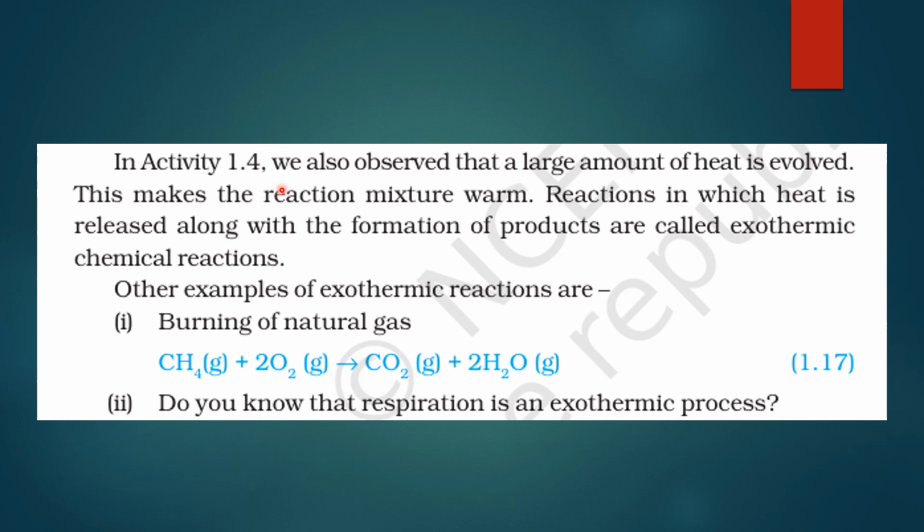Now, in activity 1.4, we also observed that a large amount of heat is involved. This makes the reaction mixture warm. The reactions in which heat is released along with the formation of products are called exothermic chemical reactions. Let's see some other examples of exothermic reactions. One is the burning of natural gas. When CH4, methane, is burnt with oxygen, it gives carbon dioxide and water. This is an example of an exothermic reaction because it gives out heat, and we can use this heat for beneficial purposes.